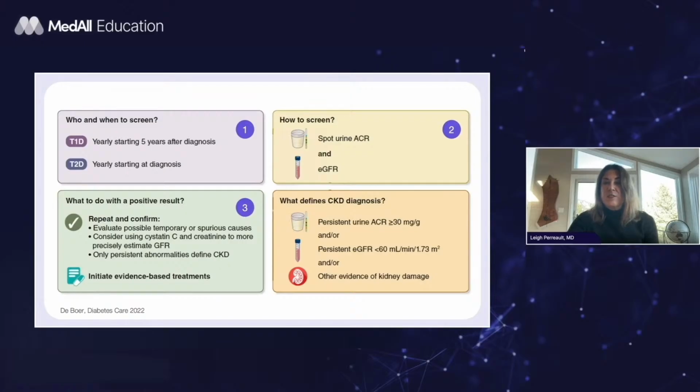define CKD. So defining CKD really requires a persistent elevation of UACR of greater than 30 and/or a persistent decline or low EGFR of less than 60 without other evidence of kidney damage.